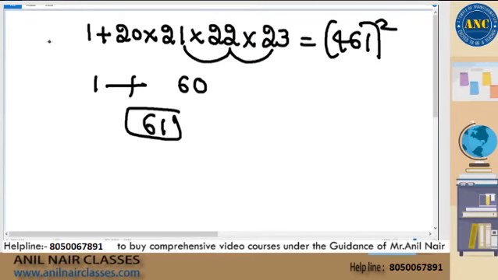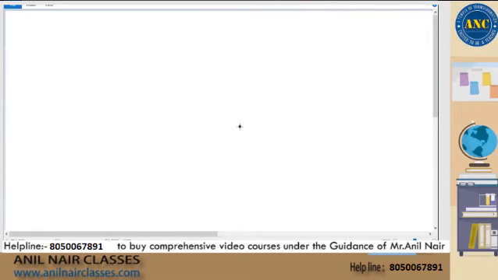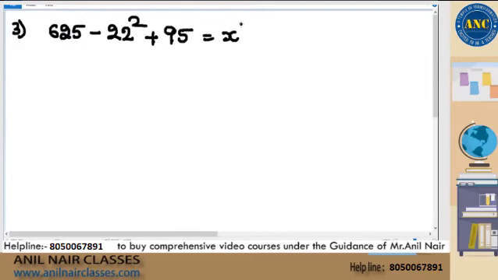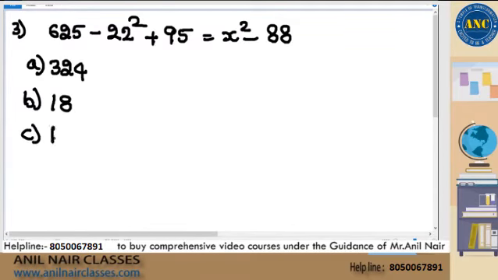Second question, third question. Every question, there are some concepts which we are discussing. Third one, this is taken from an IBPS question. 625 minus 22 square plus 95 equivalent to x square minus 88. One student from Kanpur has sent this question. Sir, can you please solve it? In my institute, I go for some bank coaching center. They taught me a 10-step solution. Can you please tell me the answer in the shortest way?